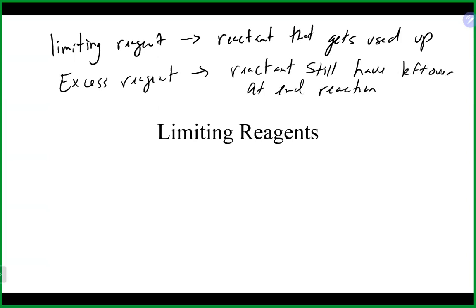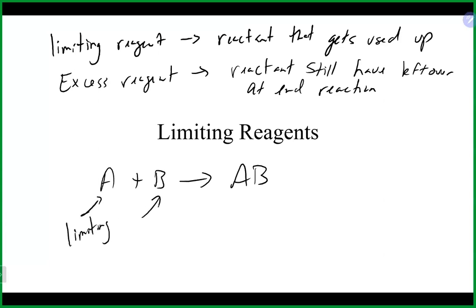So when we have a limiting reagent situation, for example, if we have A plus B makes AB, obviously in order to make our products here, we do need A and B to come together. And let's just say, for example, here that A was the limiting reagent and B was the excess reagent. The importance of that is, what would happen as soon as I run out of A? Could I make any more products? I could not make any more products because I don't have the A there to make the products.